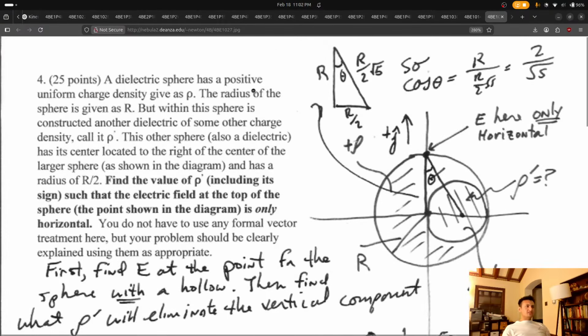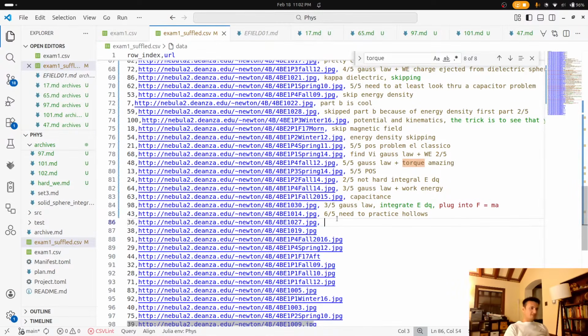More problems. A dielectric sphere has a positive uniform rho, and the radius of the sphere is given as r. Within this sphere is constructed another dielectric of something called rho prime. This other sphere, also dielectric, has its center located at r over 2. Find the value of rho prime such that the electric field at the top of the sphere is only horizontal. Oh yeah, this is a good one. Vectors and balancing rho of the dielectric sphere.